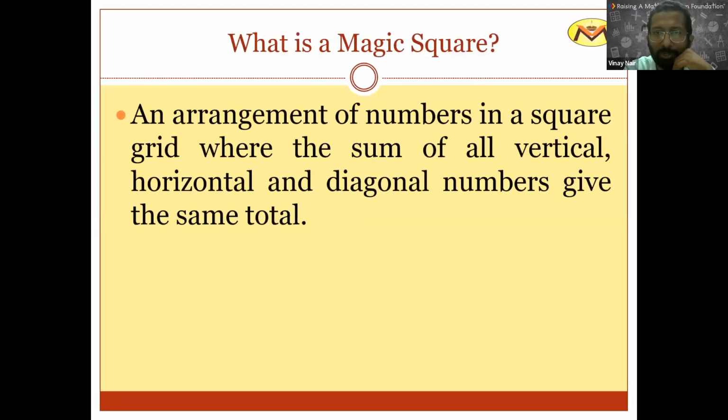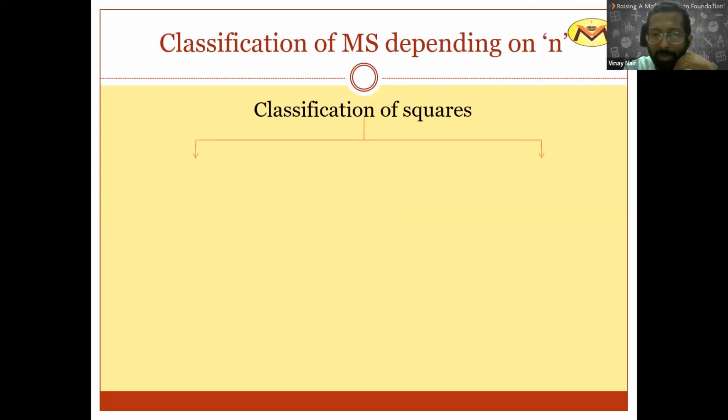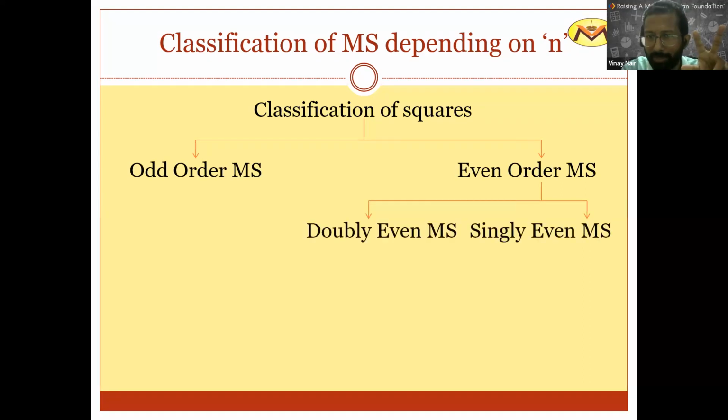Okay. So yeah, here is a quick run through. One way of classifying magic squares is into odd order and even order magic squares. And in even order, there are two types. One is called doubly even, the other is called singly even. These are fancy names that people give.